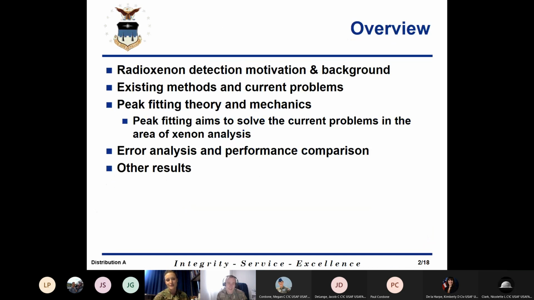So to start out with the overview of what I'll be talking about, I'll start with radio xenon detection, kind of what it is and why we do it. I'll then go into some of the existing methods in the field and some of the problems with those methods. Then I'll move into peak fitting, which is the algorithm I'll be talking about here today, the theory and mechanics of how it works, and how it aims to solve some of the existing problems in radio xenon detection. I'll then move into error analysis and performance comparison, which is kind of my major contribution to the project, and then some other miscellaneous results.